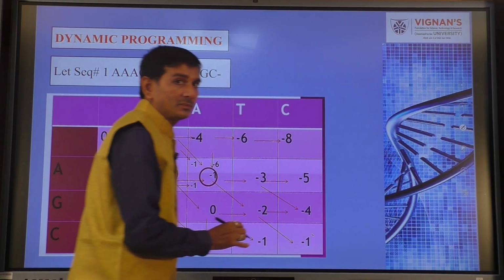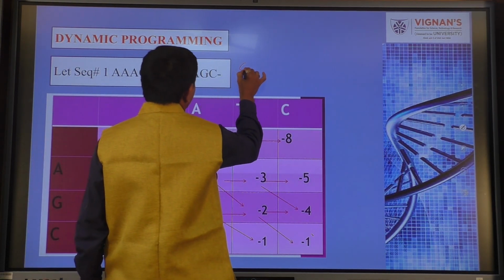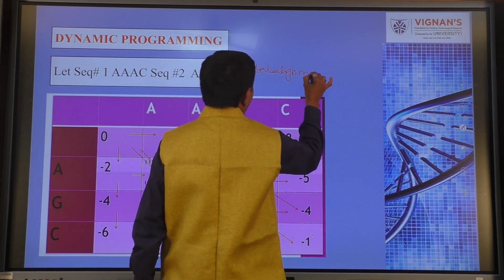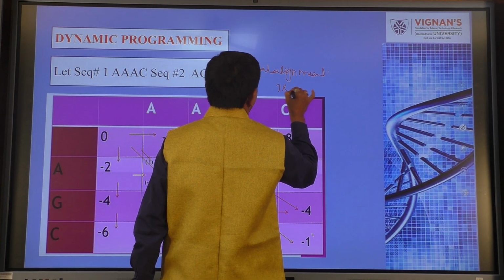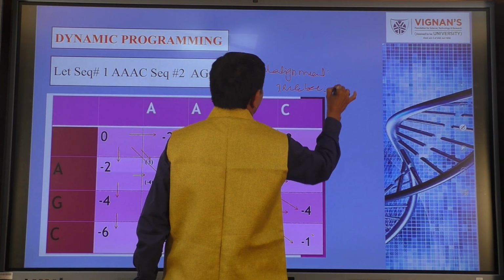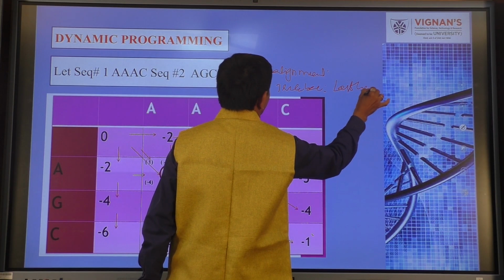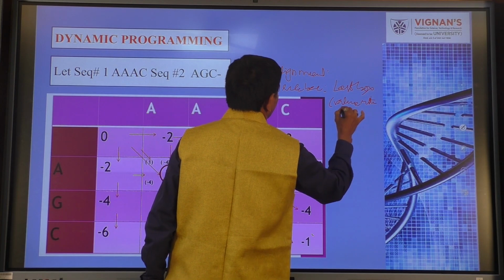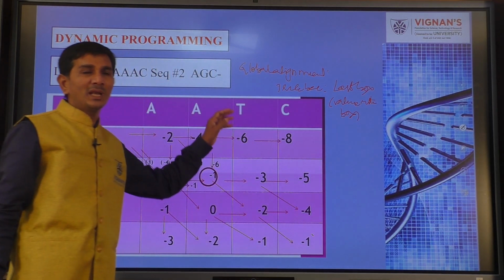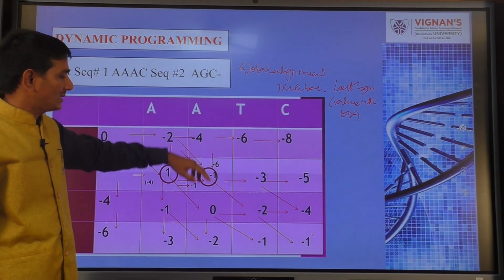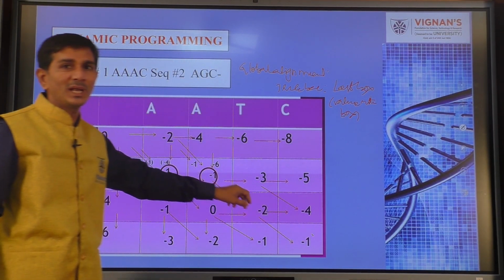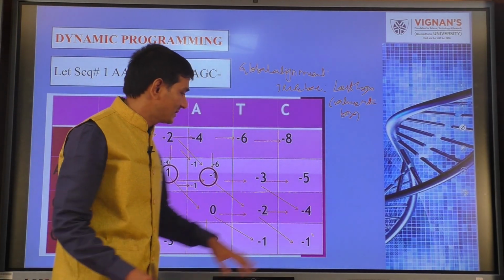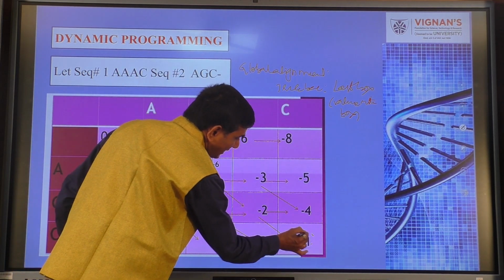So, coming to this last step, trace back, in global alignment, trace back is carried out from the last box irrespective of the value in the box. Most important in global alignment, which is carried out by using the Needleman-Wunsch algorithm, in the last step, that is trace back, trace back is carried out from the last box irrespective of the value in the box. So, let us start. The value in the last box is -1.